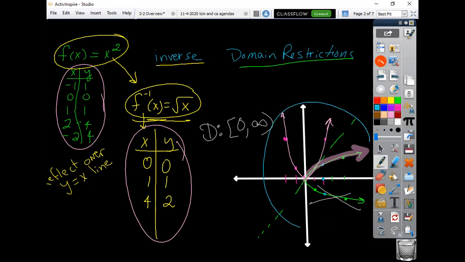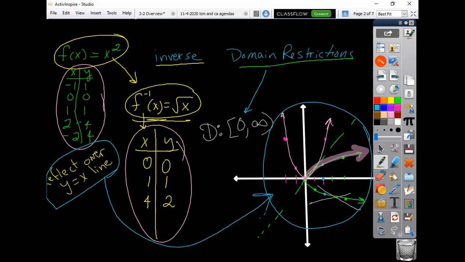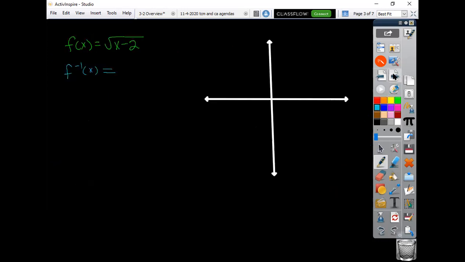We've got the inverse graphs. We mentioned this domain restriction. And for our graph, we said how we reflect over the line. I think we covered it all. All right, let's go ahead and move on.